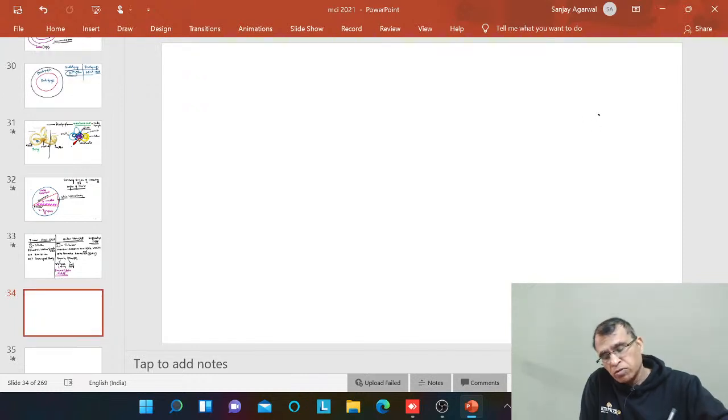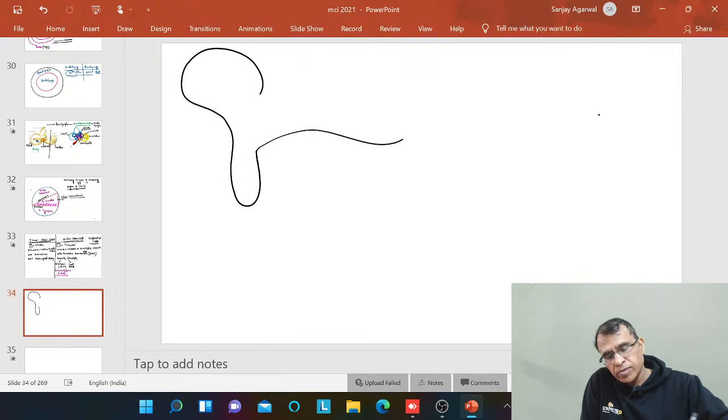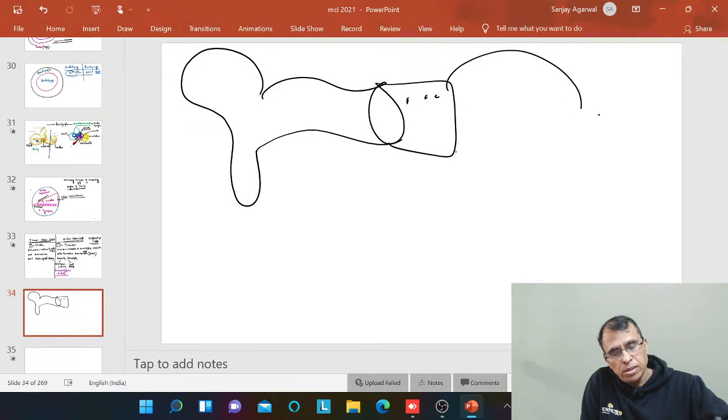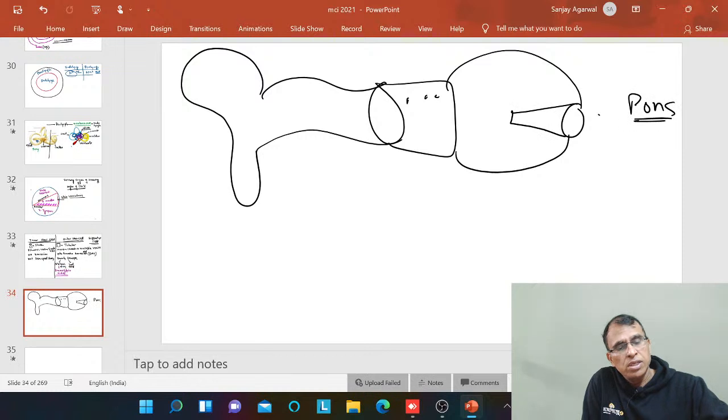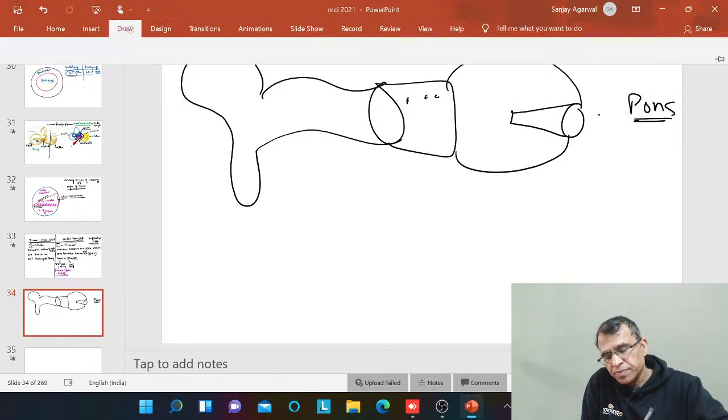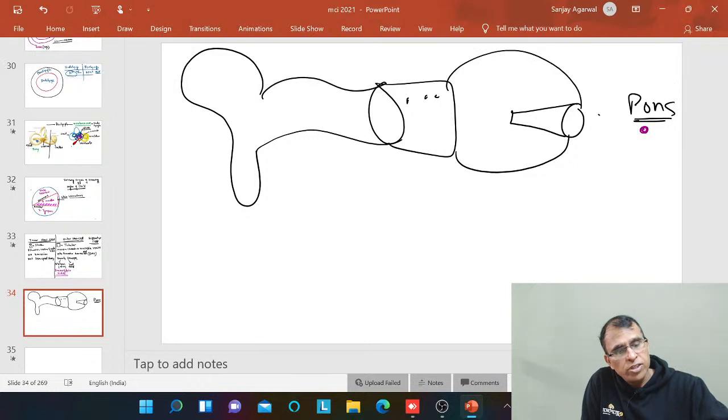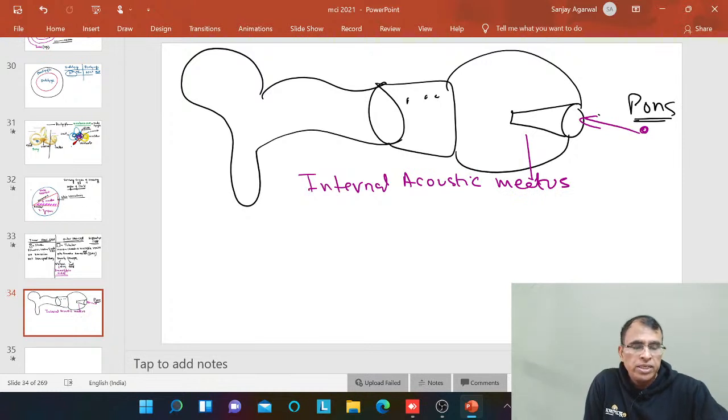That's the question. So once again, I'll draw the similar diagram, this one and this one. In the inner ear, there is a canal here, and here there is pons, and from pons the nerve comes. There is a nucleus of the nerve, and this enters the ear, and this canal is called internal acoustic meatus. If the outer one is called external acoustic meatus, the inner one will be called internal acoustic meatus, IAM in short.